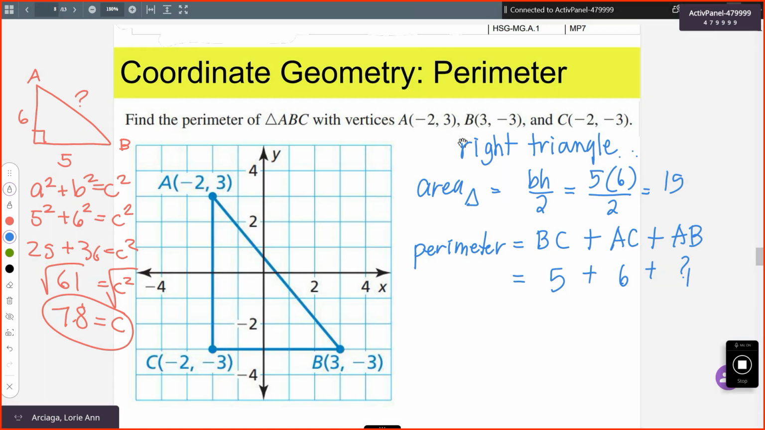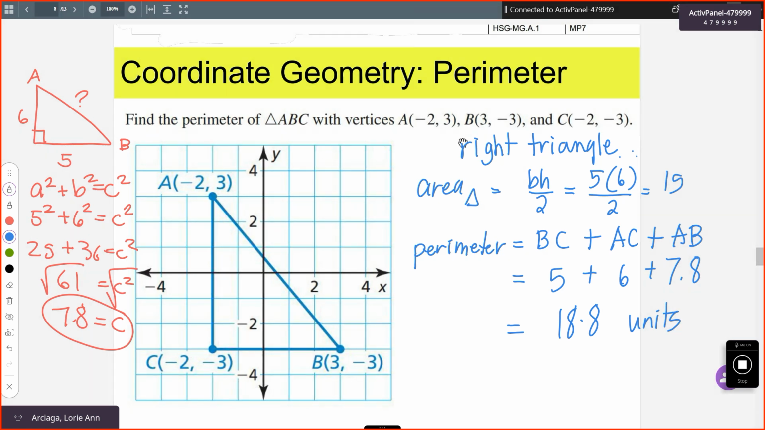So we now know that AB, how do I erase? Okay, we know now that AB is 7.8. So let's put plus 7.8. Okay, all together now, how much? 18.8. 18.8. Very good, Max. And then we're just going to put here units because there's no units used.